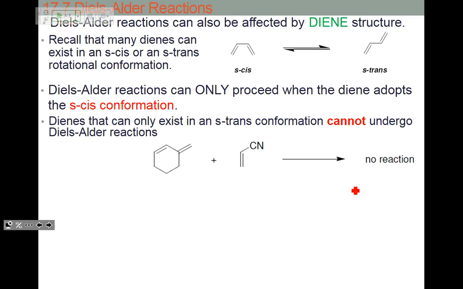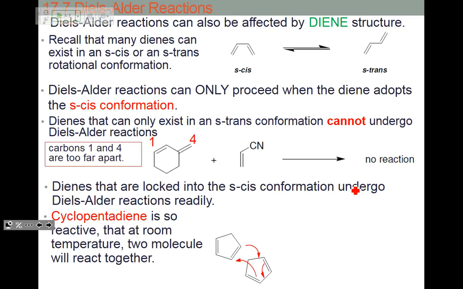So if we look at this example where our diene is stuck in the S-trans form because of this ring, what we see is no reaction is going to occur. There's no way, because of the ring system, that we can have rotation to form the S-cis because this ring is holding it there. We don't have free rotation around the carbons in the ring. So we don't get any reaction because we can't be in the S-cis. We can only be in S-trans.